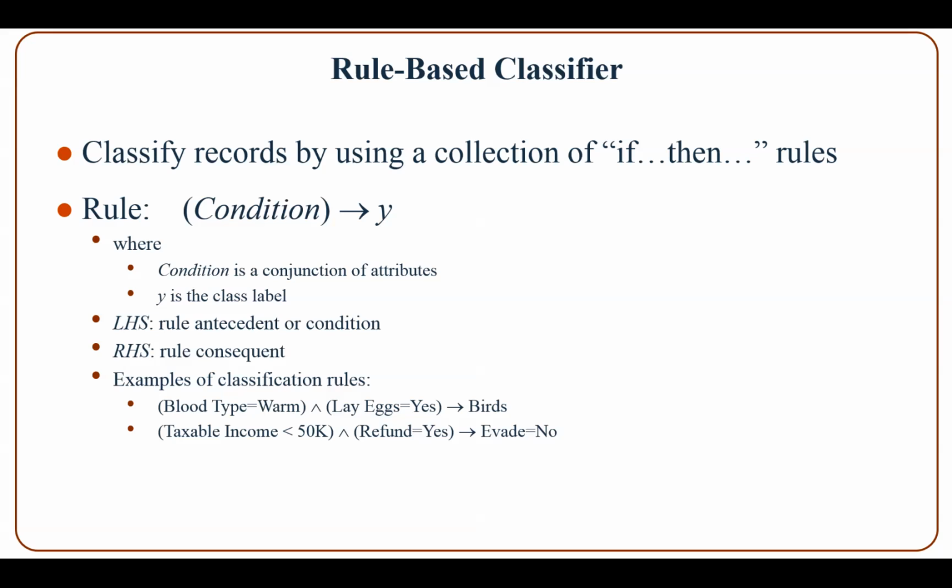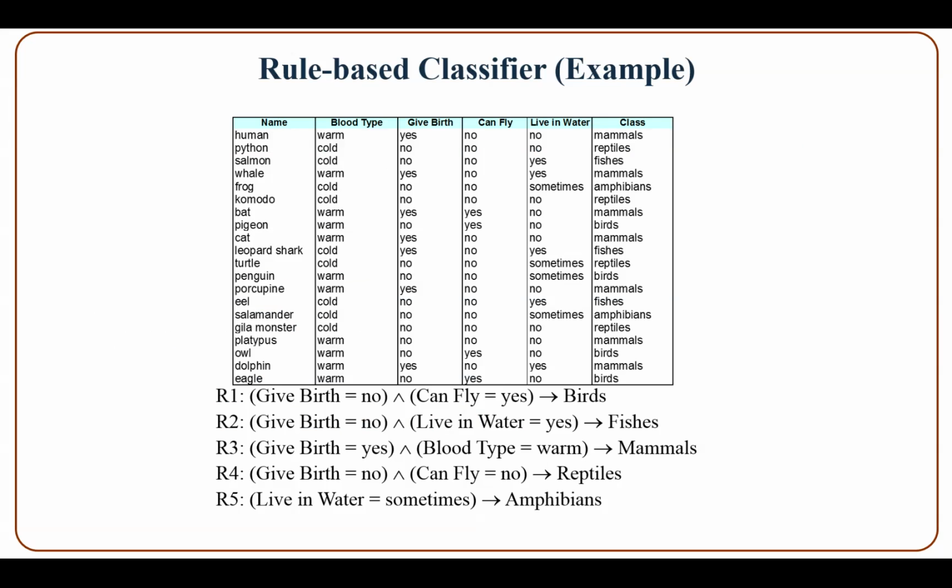Here are some examples of classification rules. Rule number one says, if blood type is warm and lay eggs is yes, then classified as birds. If taxable income is less than 50k and refund is yes, then classified as no. This slide shows an example with a rule-based classifier. Given a data set, 5 rules can be learned from the data.